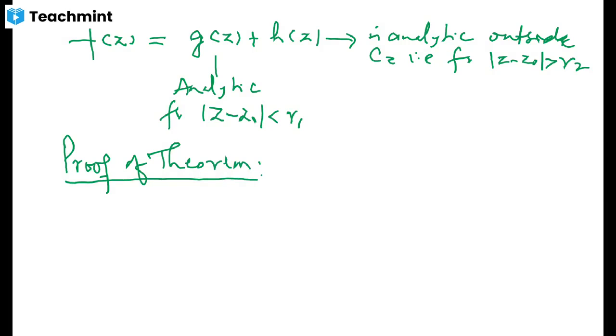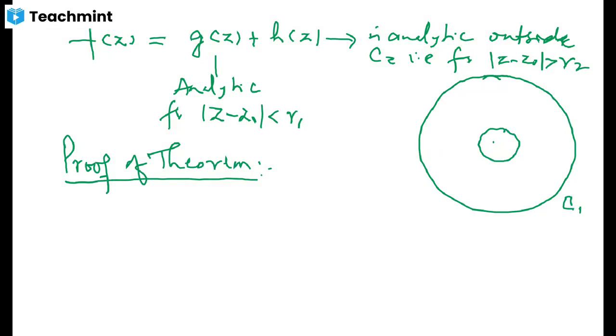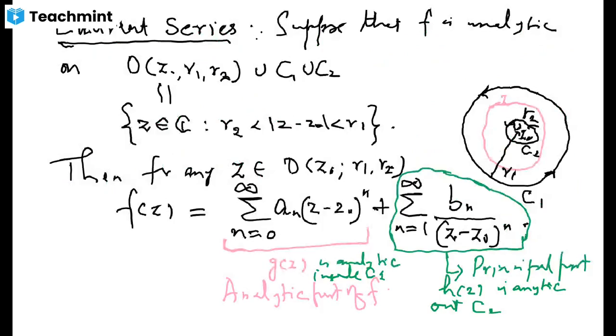So what situation do you have? We have this situation here. I have a circle C1, and I have another circle C2. Both are concentric circles. This bigger circle has radius r1 and this smaller circle has radius r2, and obviously r1 is bigger than r2. Now we have to prove that for any fixed z in this annular region, this function can have this kind of expansion.